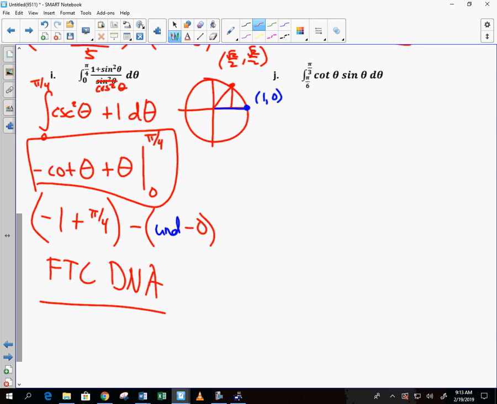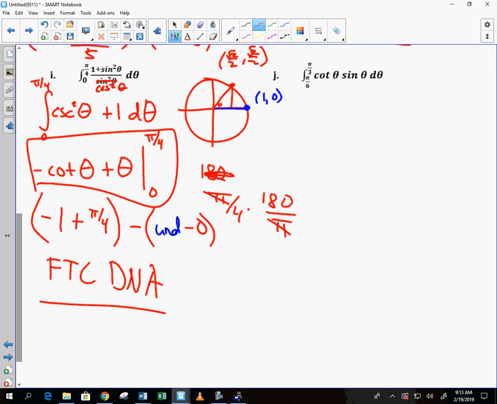Pi over 4 is how many degrees? 45. You're going to have to take pi over 4 and multiply it by 180 over pi. So when you convert from degrees to radians and back and forth, you multiply by 180 over pi. See the pi's cancel. I get 180 over 4, which is 45 degrees.